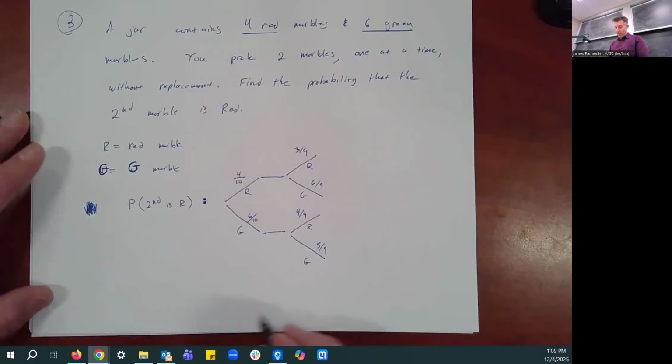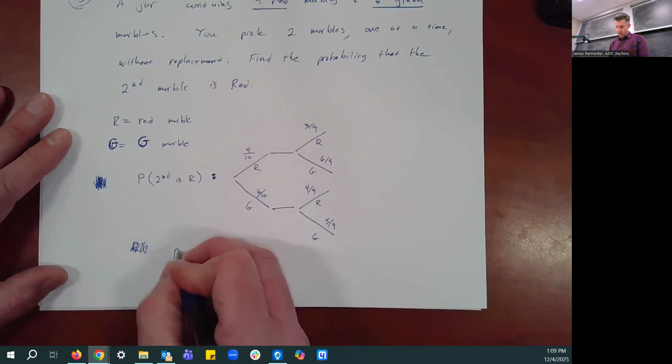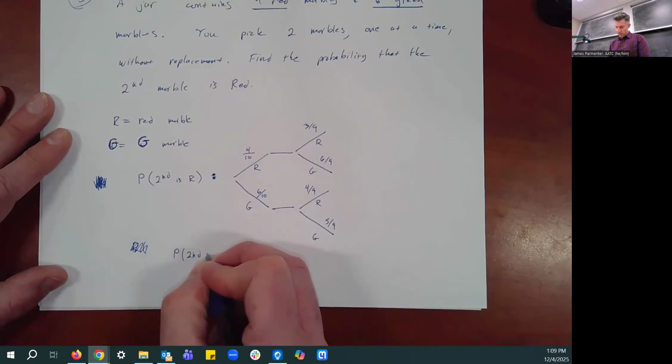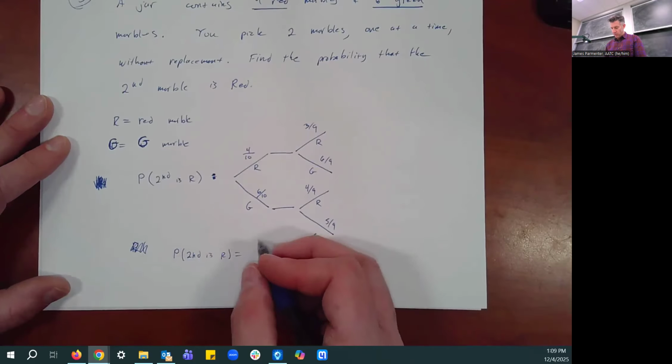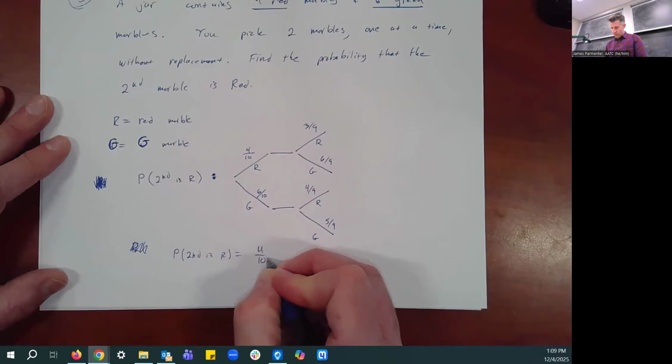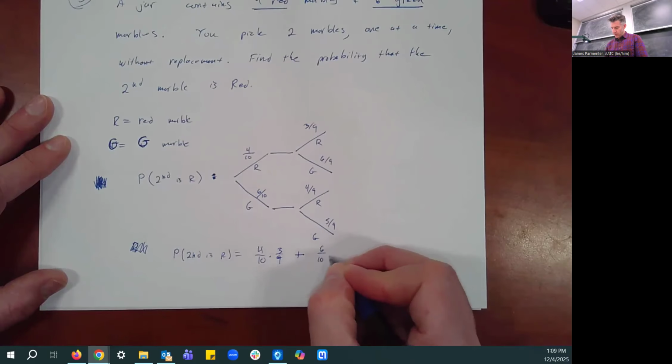So the probability that the second one is red, wow, I keep writing an R when I mean to write a P. Probability the second is red. Well, it's all the ways you can get the second one being red. So it's either going to be a red one first times a red one second, or a green one first times a red one second.